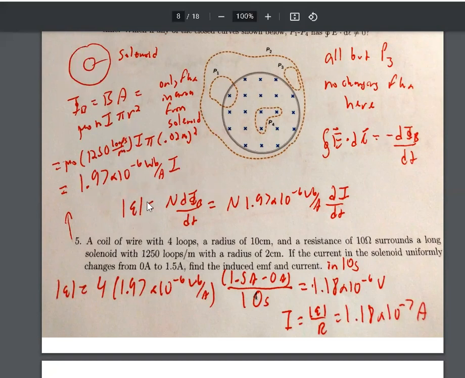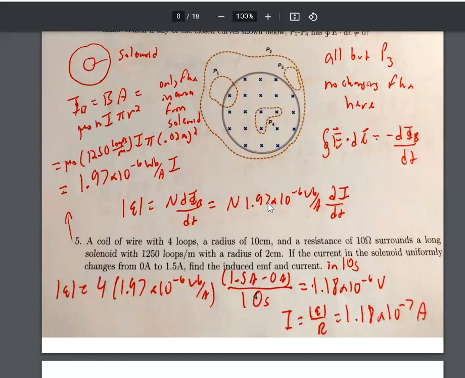Okay, now our EMF is given by the number of loops times the derivative of the flux. And this is just the number of loops in our outer one, which we said was 4, times the derivative of the flux. Well, this is just a number, so that comes out of the derivative. So we have this number times the change in the current. Now, because our current changes uniformly, and only because it changes uniformly, the derivative is the same as the finite difference. So we can subtract the initial current from the final current and divide that by the amount of time it took for that to happen.